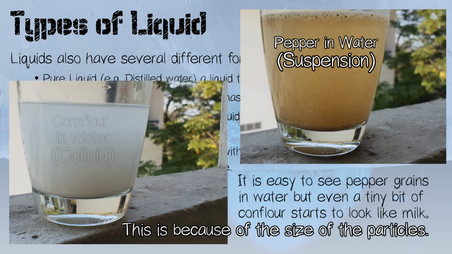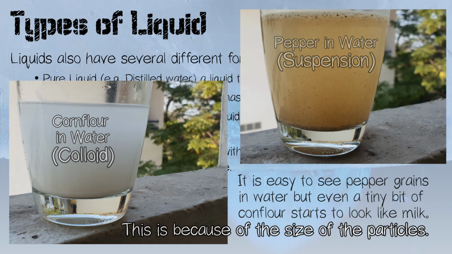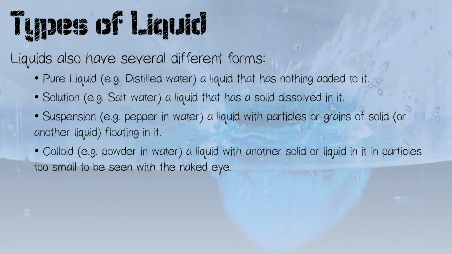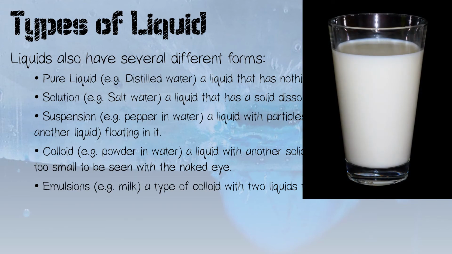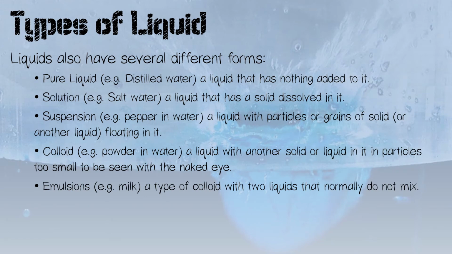A colloid, for example powder in water, is a liquid with another solid or liquid in it, but the particles this time are too small to be seen. If you take flour and mix it into water, you end up with something that looks like milk. You can no longer see the tiny particles of flour, although they have not dissolved into the liquid. And finally, emulsions, like milk, are a special type of colloid with two or more liquids that normally do not mix, but because of the chemistry, they are now mixed into what we call an emulsion.